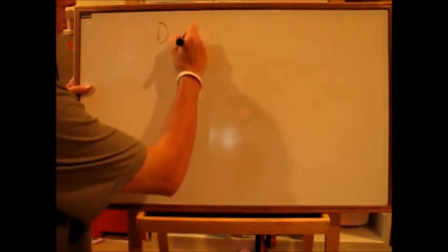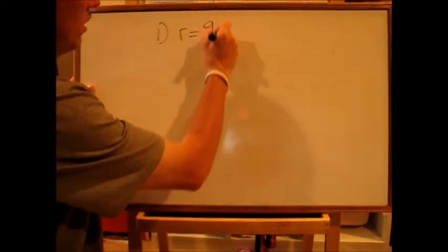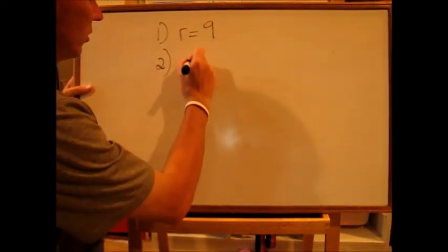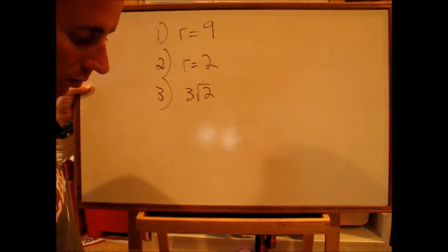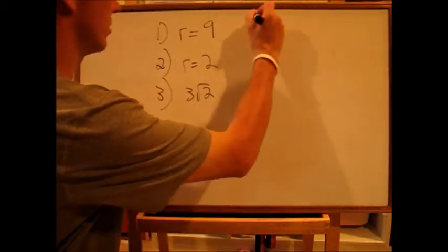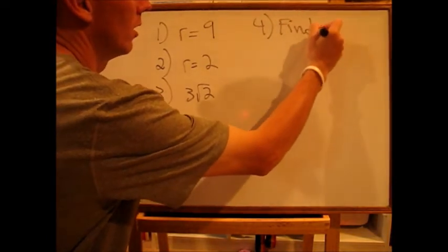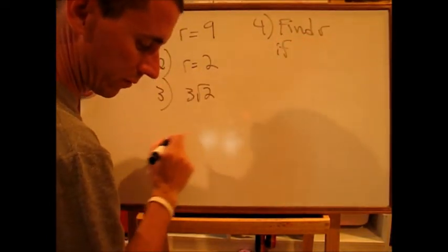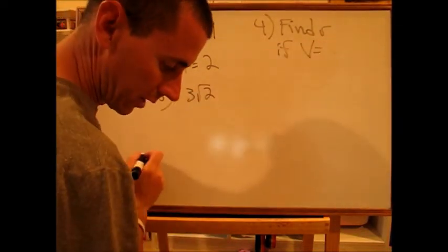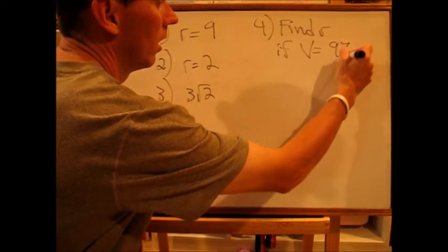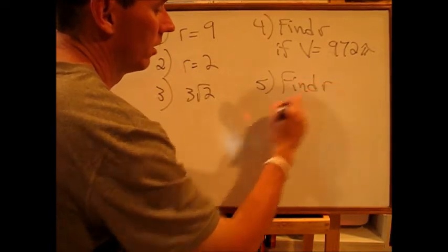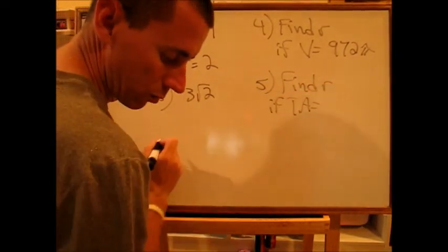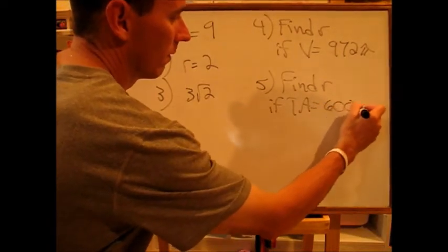So for homework, what I would like you guys to try, to bring to class tomorrow, we're going to look at finding the total area and the volume of a sphere that has a radius of 9, of a sphere that has a radius of 2, and of a sphere that has a radius of 3 root 2. And then I would like you to also find the radius. So here we're finding r if, we'll do the first one with the volume, if the volume equals 972 pi. And then the last one, find r if the total surface area was 600 pi. So I'll let you copy those down.